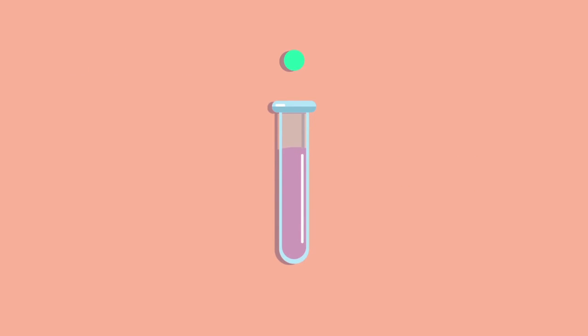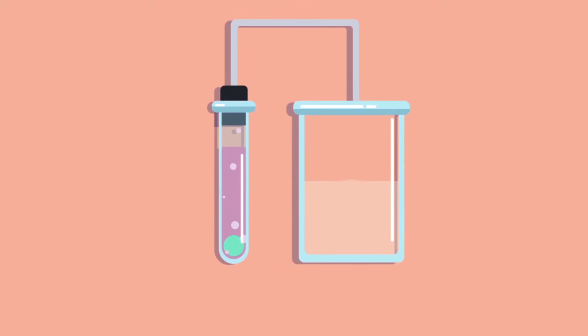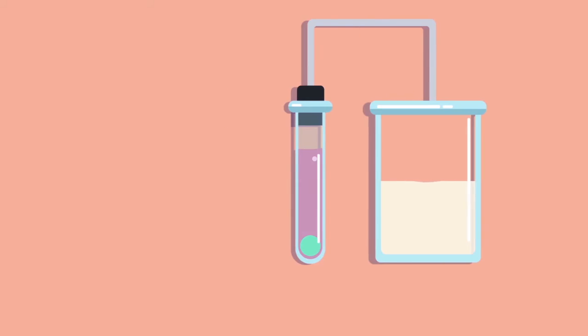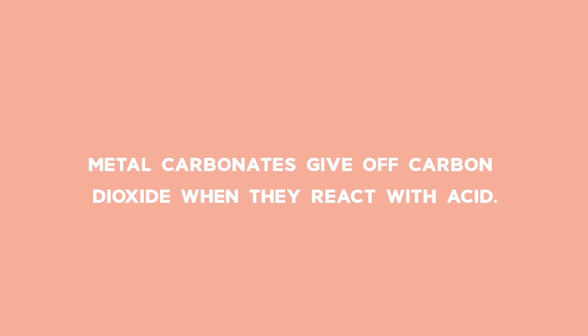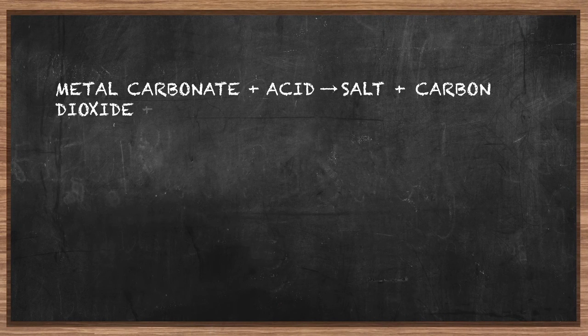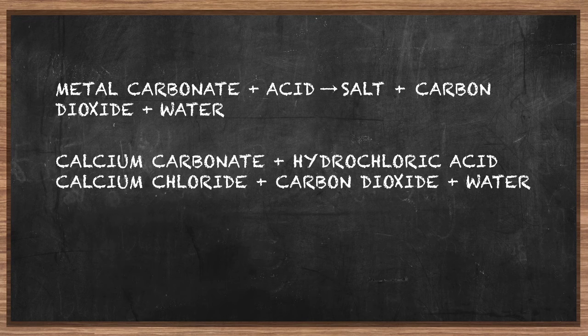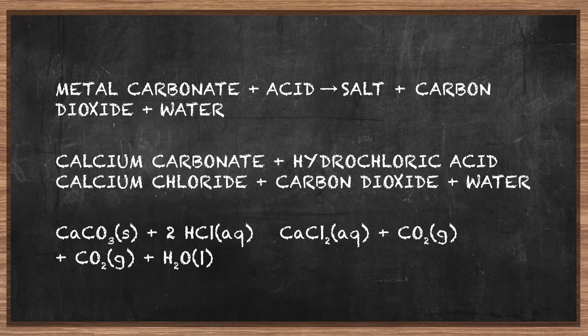Now, if we add a small amount to dilute hydrochloric acid and swirl the test tube carefully, you will see bubbles of gas being given off. If we trap this gas and test it by bubbling the gas through clear lime water, the lime water turns milky. Metal carbonates give off carbon dioxide when they react with acid. Metal carbonates react with acids in a gas-forming reaction. The gas that's given off turns clear lime water milky. Acids release carbon dioxide from metal carbonates.